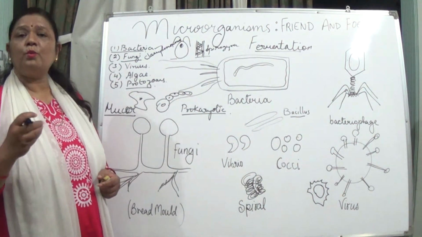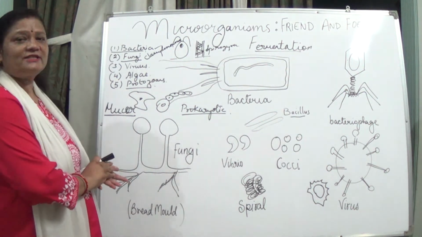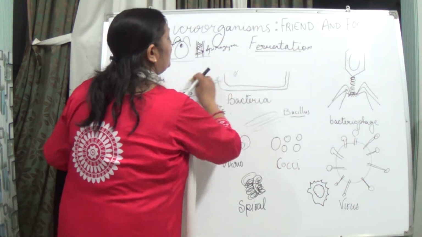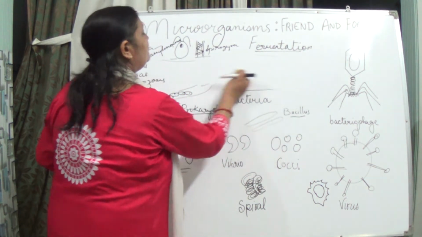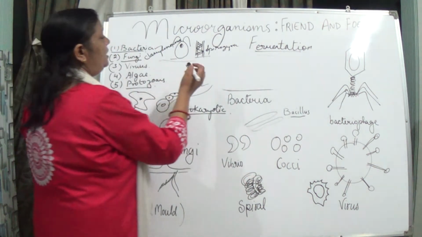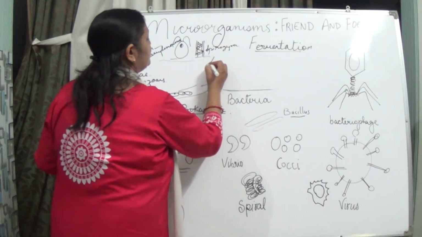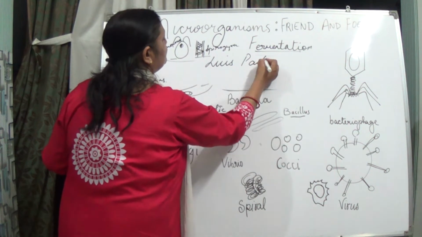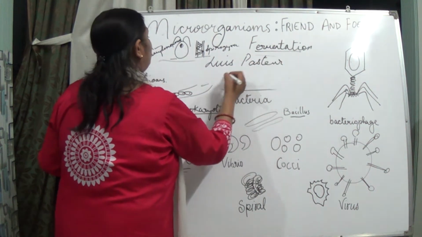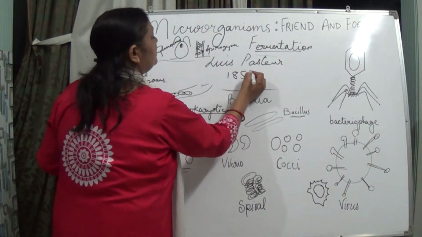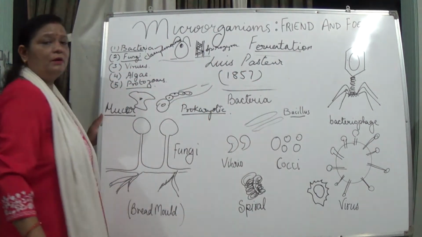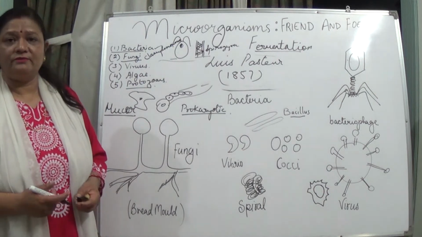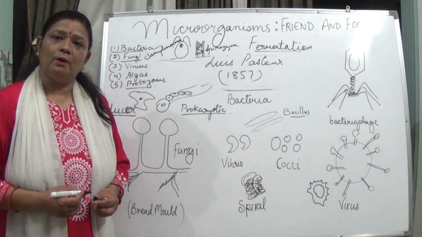So who was the scientist who first said about this? He was Louis Pasteur in the year 1857. Okay, who was it? Louis Pasteur. In the year 1857. He was the one who said about this process of fermentation, the formation of alcohol.